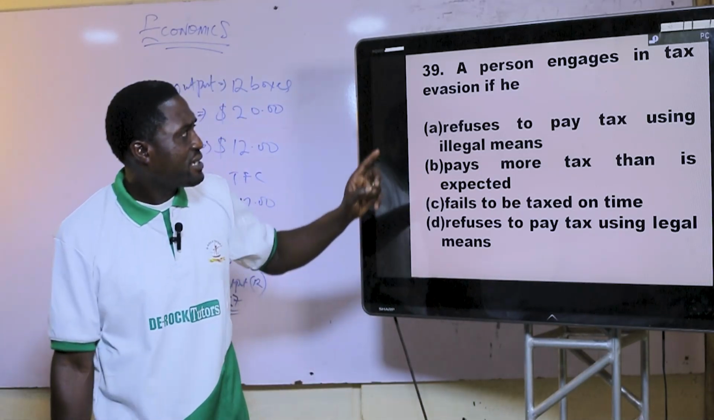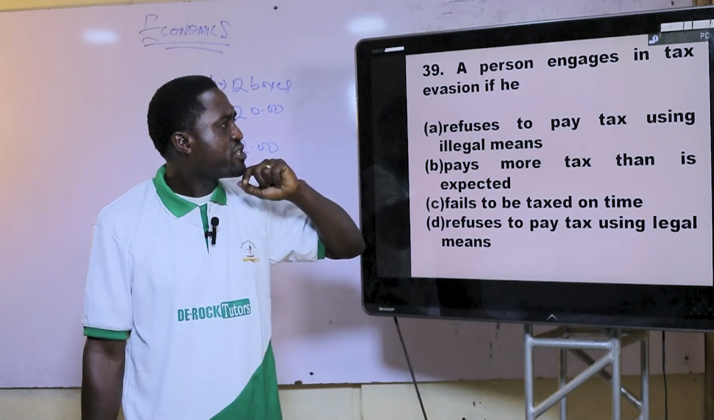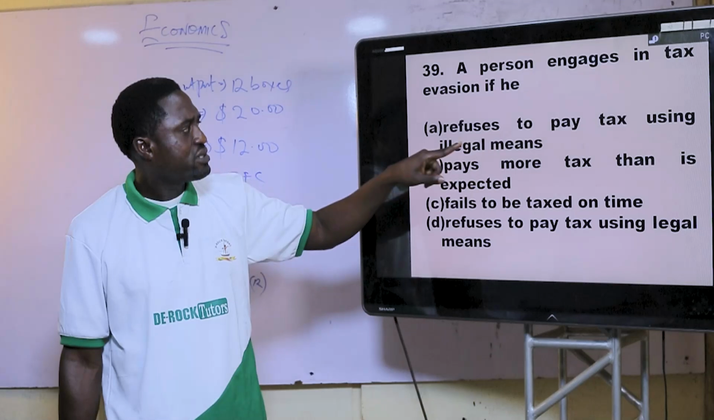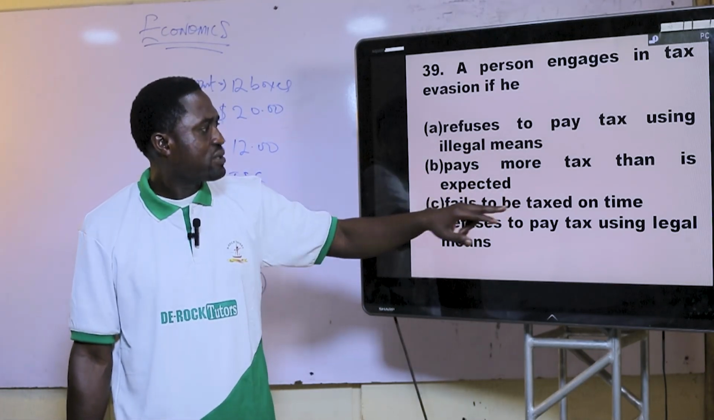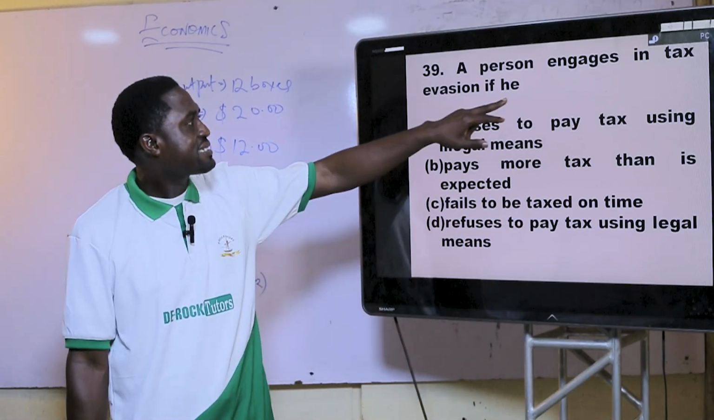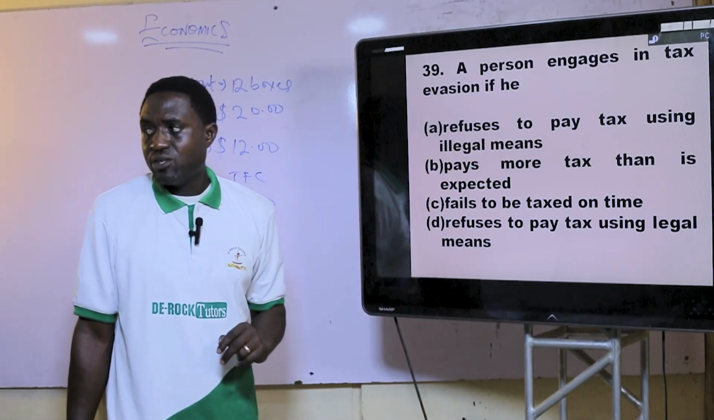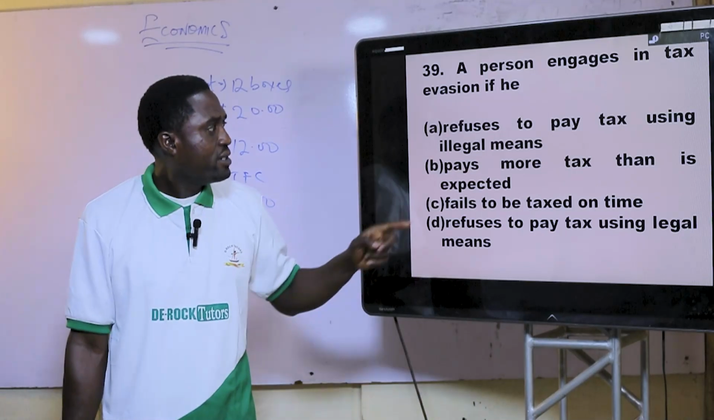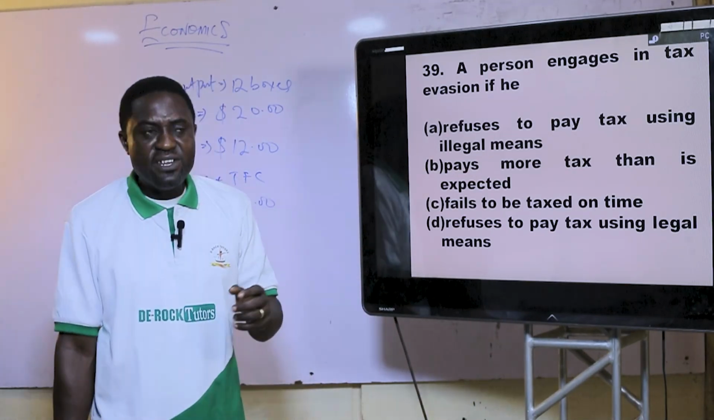So now let's look at it. A person engages in tax evasion if he A. Refuses to pay tax using illegal means. That is the perfect answer. The other options: pays more tax than is expected, fails to tax, refuses to pay tax using legal means. No. Tax evasion is refusing to pay tax using illegal means. So the perfect answer is A. The next question.